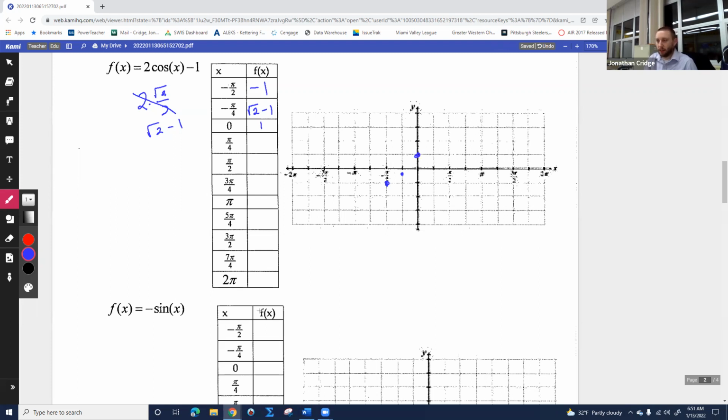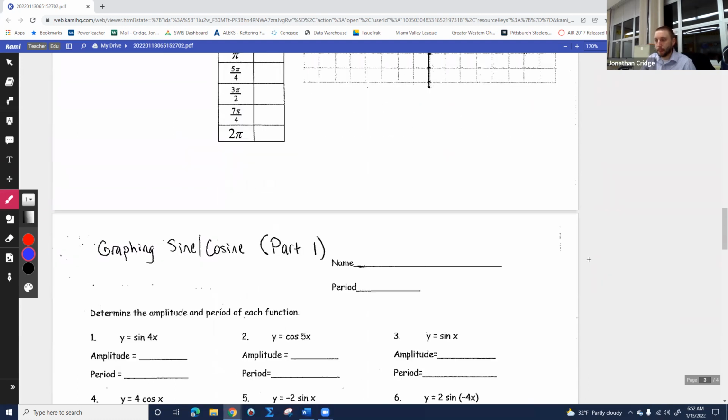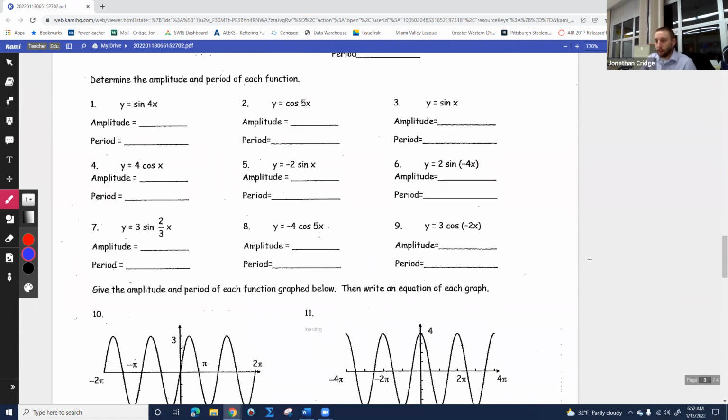So you get the idea here, right? We're going to plug in these values, come up with the value that we're going to plot, and then plot those points on the graph. And then when we're all done, we should have a decent graph. It doesn't have to be anything perfect, but something decent that'll have a nice little sine or cosine curve.